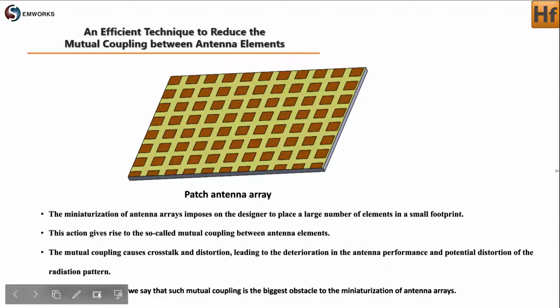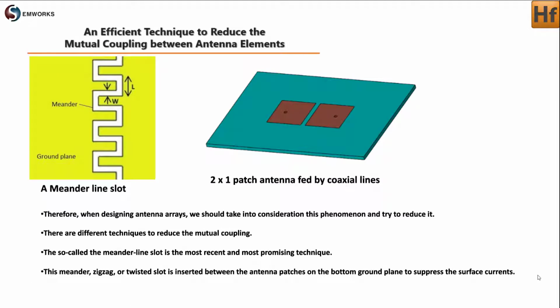We won't exaggerate if we say that such mutual coupling is the biggest obstacle to the miniaturization of antenna arrays. Therefore, when designing antenna arrays, we should take into consideration this phenomenon and try to reduce it. There are different techniques to reduce the mutual coupling. The so-called meander-line slot is the most recent and most promising technique.